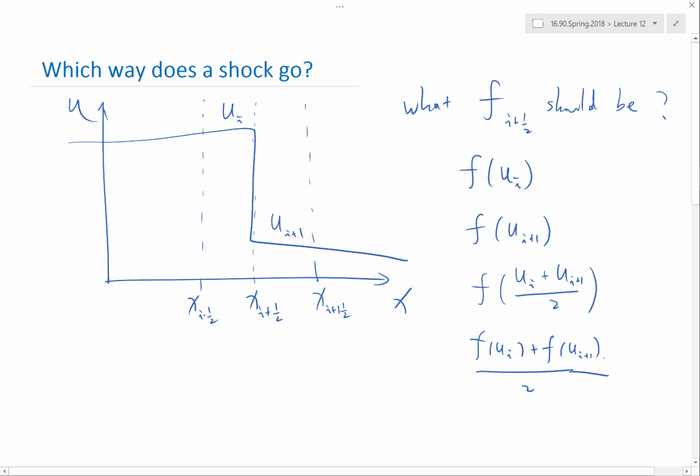You agree? Right? If the solution is locally smooth, then u_i and u_{i+1} are very similar, so it doesn't really matter that much which of these I take. It matters a little bit to my accuracy, but not greatly. But if there is a shock wave, which one I take actually matters a lot. It can actually affect whether my solution is correct or wrong. So how do I choose which one to use? What is the physically correct flux to use?